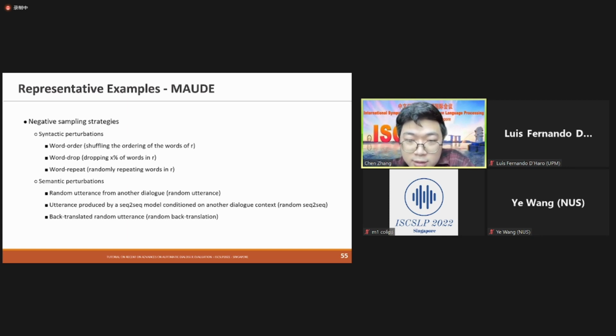The third one is similar, but instead of using a sequence model, we use a back-translation model. We first randomly sample an utterance, then translate it from English to, say, Spanish or German, and then back-translate it to English. So it introduces both semantic and syntactic perturbations.